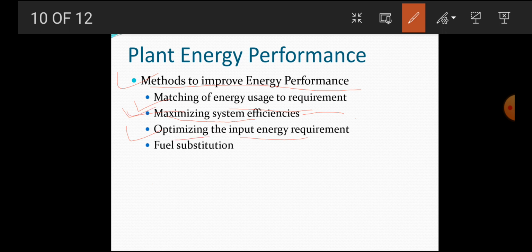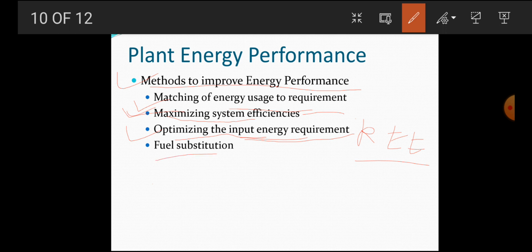Now how can we optimize the input energy requirement? By using alternate sources of energy like renewable energy sources. Then reducing the waste heat from the system, that is another example. And maximizing the waste heat recovery from the system, the heat that is wasted we can recover. Then use cogeneration plants for power generation, and also reheating or intercooling techniques in power plants. These are all examples by which you can optimize the input energy requirement.